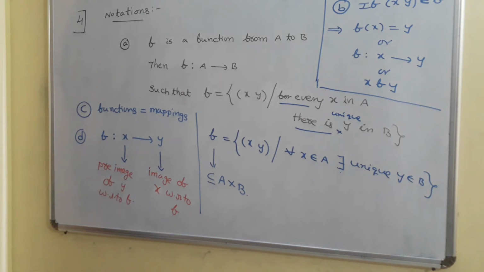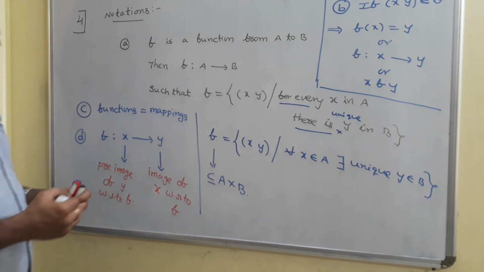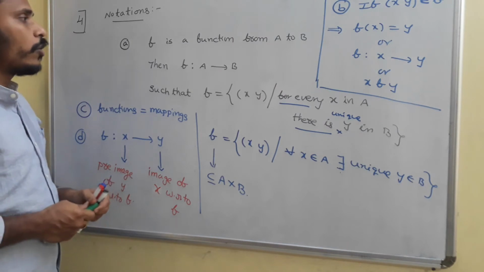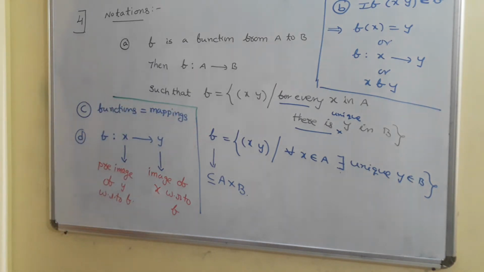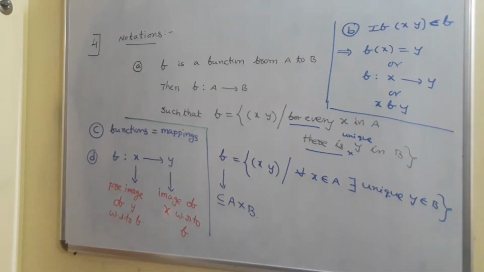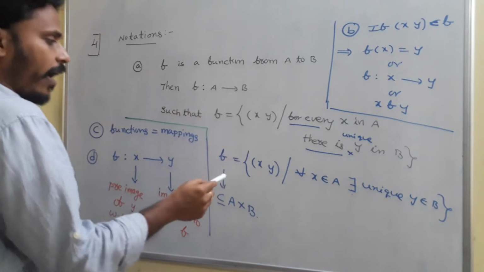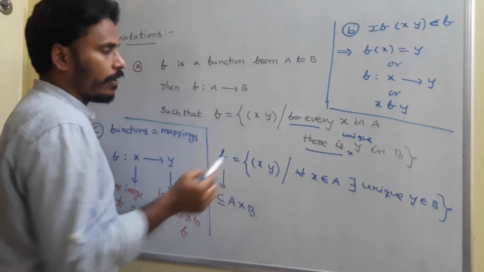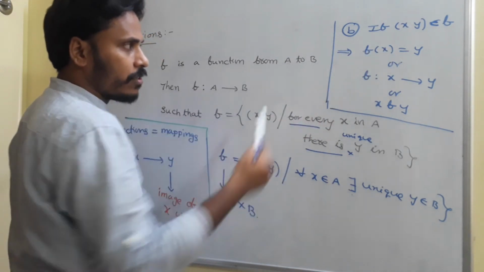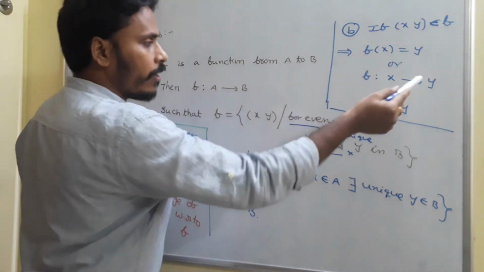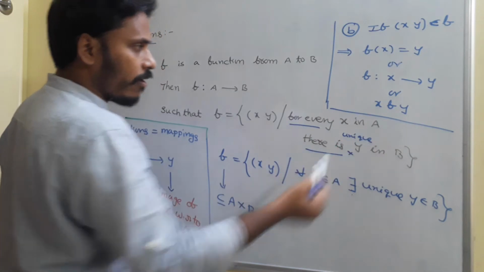Just have a look, once again I repeat for you. The first one is notation A, which represents the definition of the function. So these are the different notations we are discussing. This is the definition of the function in a mathematical way, and if an ordered pair is there in the function, then we say f of x is equal to y, or f is mapping x to y, or we just take x f y.